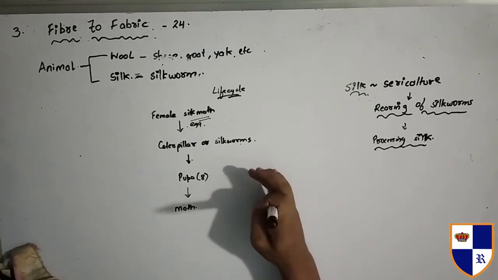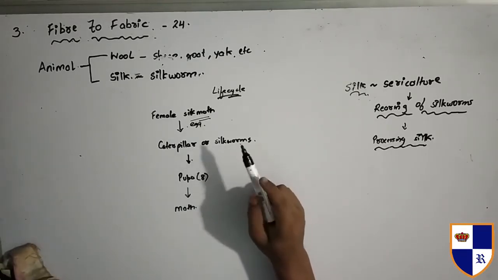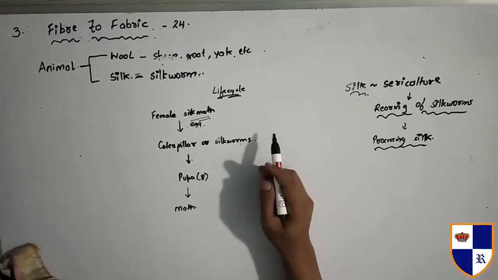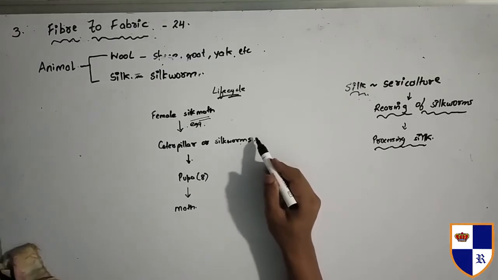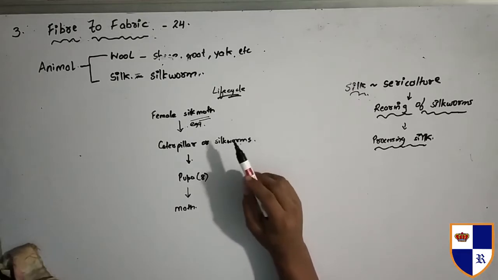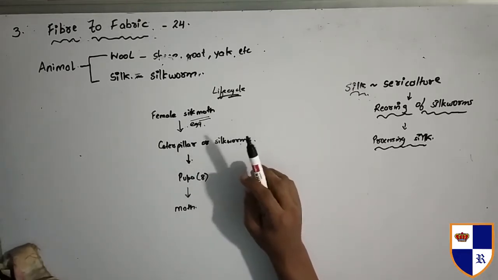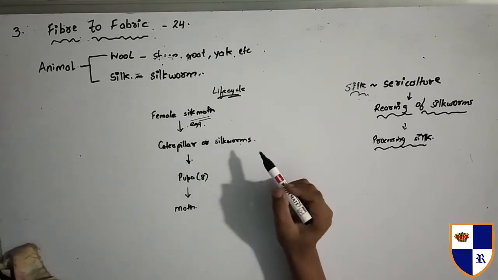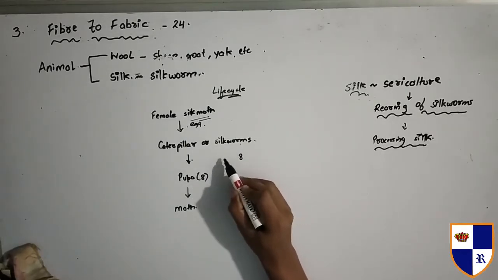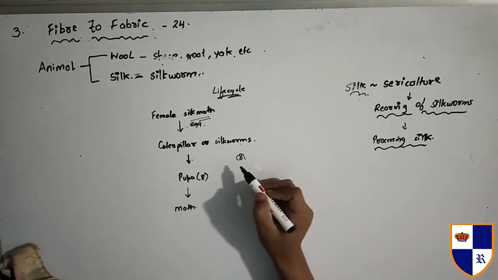And then the silkworm will move its head from left to right. They will swing the head from side to side, taking the shape of an 8.